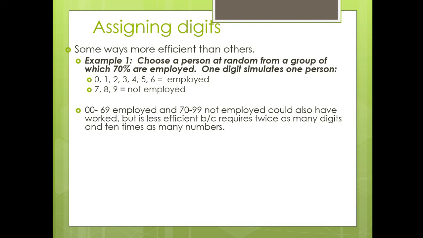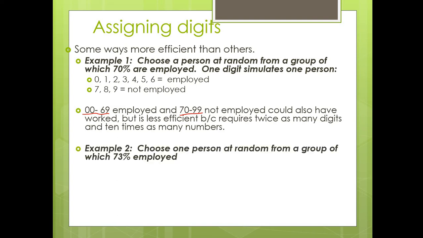However, you can't always do that, because let's say we had a non-whole 0 as our ones digit. So if it was like 71%, then we couldn't do just one digit to represent people. You could have also, for the previous example, done 00 to 69 and 70 to 99. But that requires you using 2 digits, which would make you use more of the random number table. And then another example is if you don't have a 0 in that one, then like 73, we do have to use 2 digits.